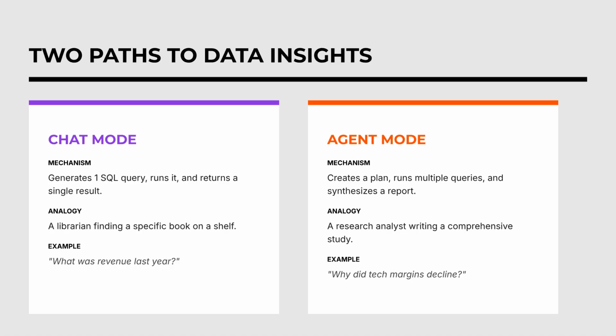Agent mode, that's your elite research analyst. It doesn't just grab one book. It reads multiple sources, connects the dots, tests hypotheses, and writes you a full comprehensive study. Example, why did tech margins decline? Now we're talking deep research. Two different tools, for two different needs. Let's break down exactly how they compare.